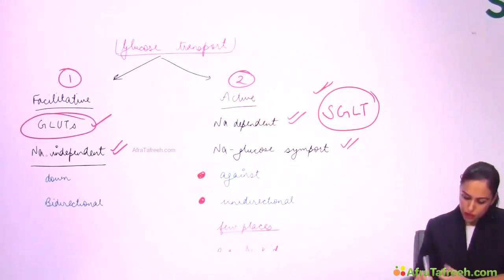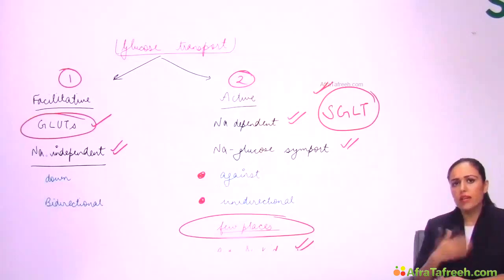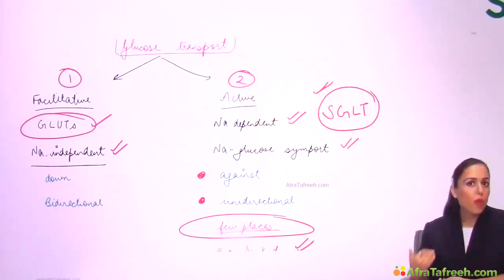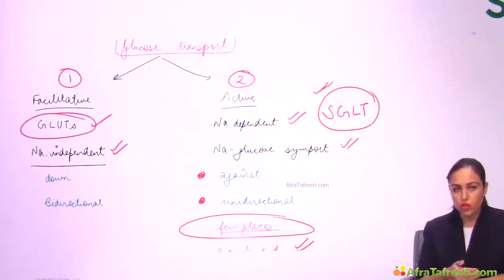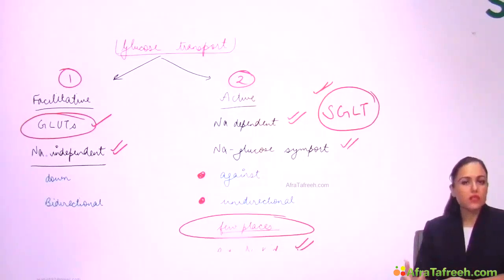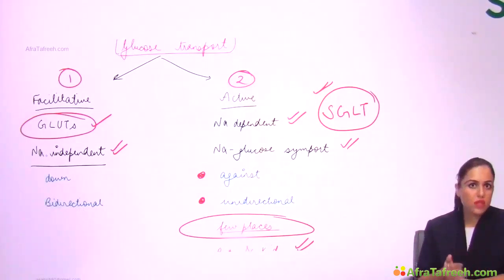And this active transport is present at very few places in the body, that is only in intestine and kidneys. Why in intestine? Because in intestine, we do not throw any glucose normally in our stools. We have to absorb all of it even against the concentration gradient. That's why active transport is present in intestine. And in kidneys, we do not throw any glucose normally in urine. So we have to reabsorb all of it even against the concentration gradient. That's why active transport has to be present in kidneys.